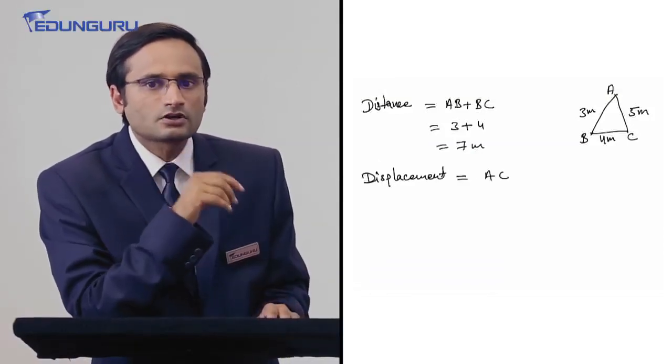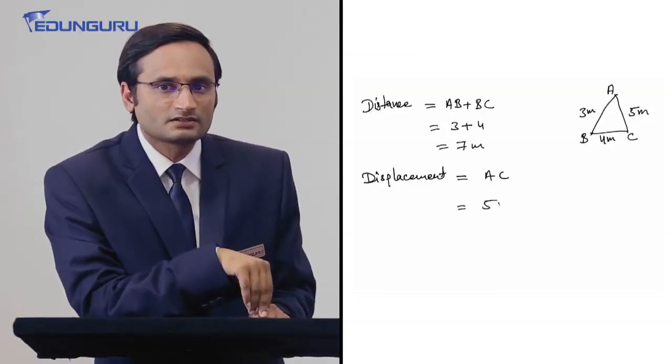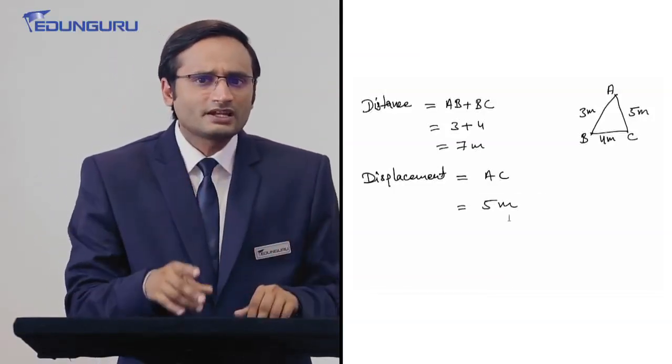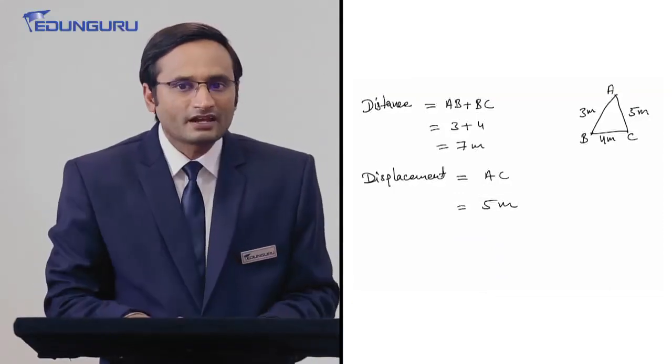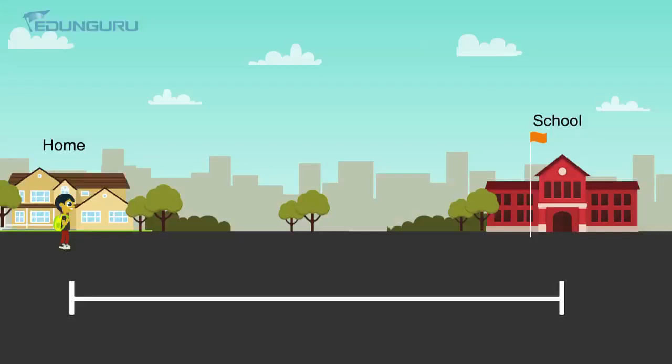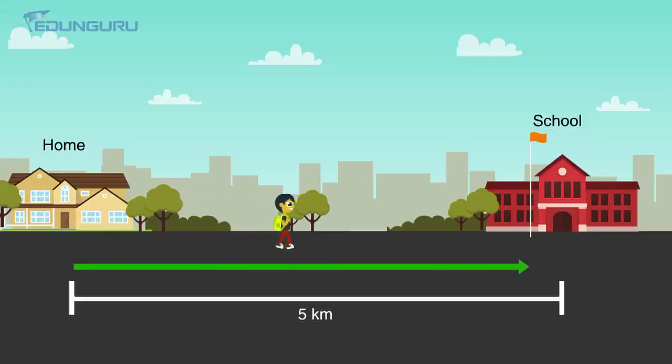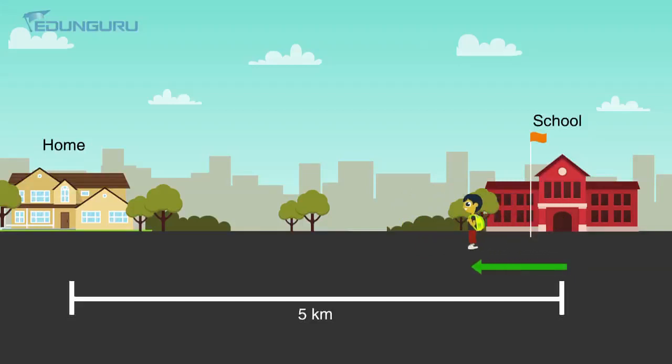I hope you understood the concept of distance and displacement. Let me give you an example and then I will move to the second numerical. The example is that you woke up one fine day, you have to go to school, and the school is at a distance of 5 kilometers from your home. You reach the school. Surprisingly you find out the school is closed. You said, wow, that's great.